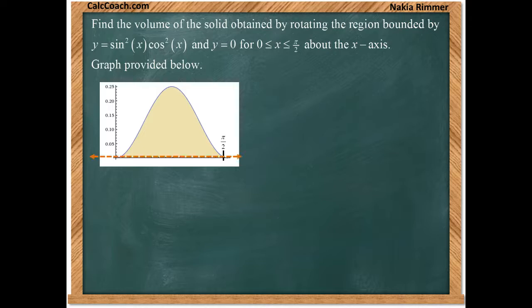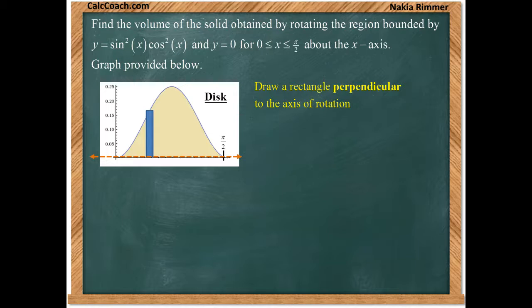We're rotating about the x-axis, and we recognize that the region is flush up against the axis, so we should try to draw a rectangle that's perpendicular to the axis and go for the disk method. There's no gap between the region and the axis. It's going to be dx because it's an upright rectangle that will be moved from left to right. And so what we need then is just the radius.